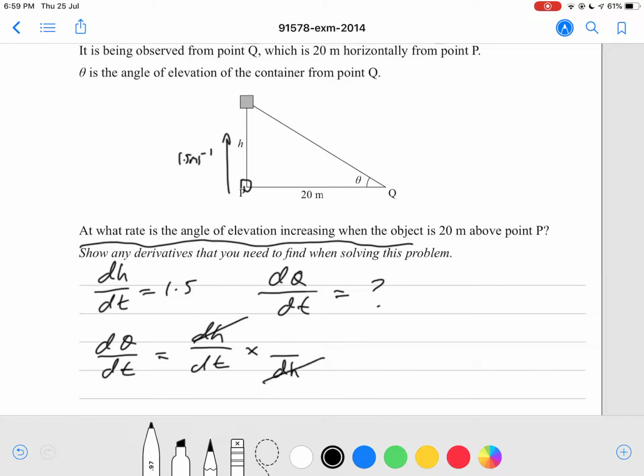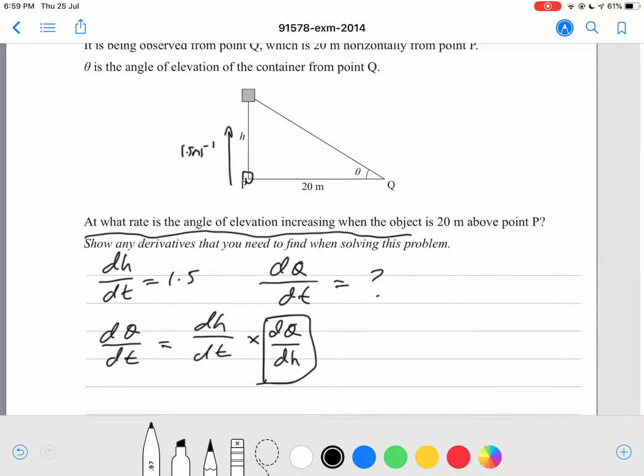So dh would cancel with dh. And what do we want to put in to replace that dh? We should put d theta, because that's what we're trying to find, d theta over d time. So we're trying to find d theta over dh. That is our goal. So now we need to find theta in terms of h.